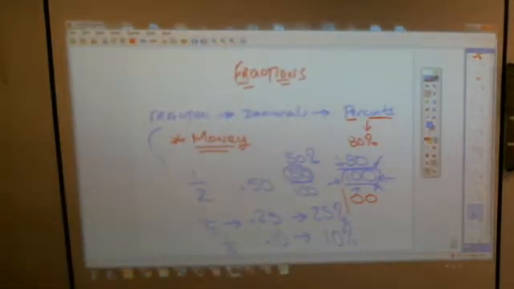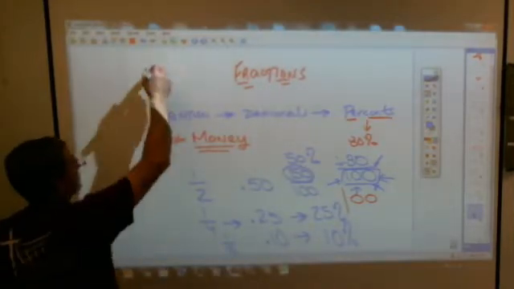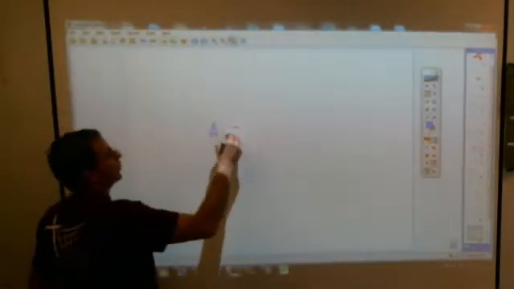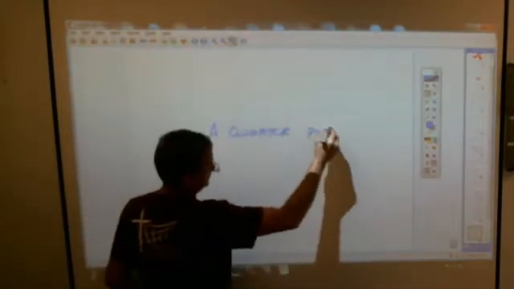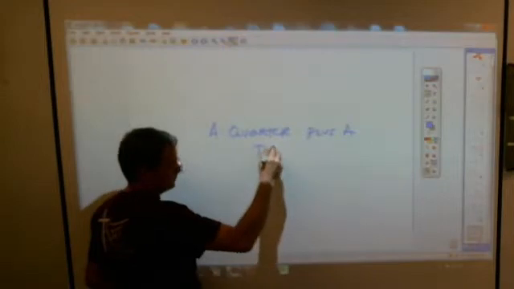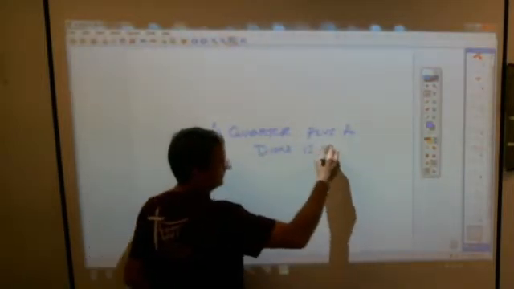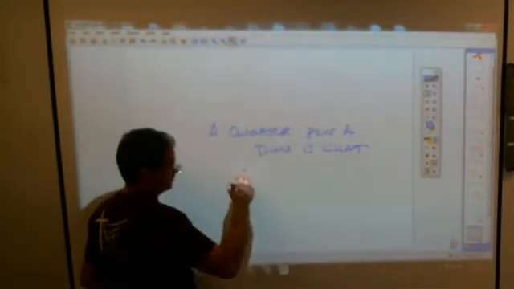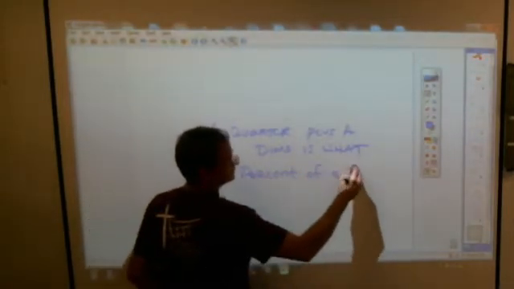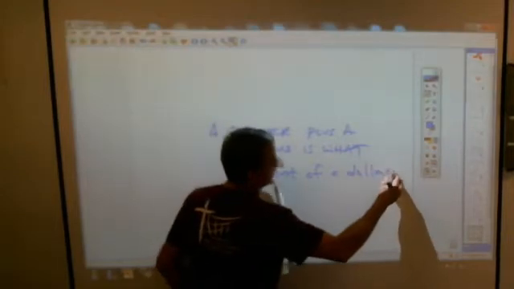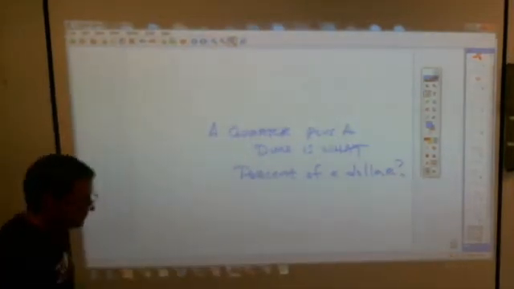Let me see what other things they ask you. I think they only go with tenths and halves and whatever there. Here's one. Write this one down. A quarter plus a dime is what percent of a dollar? A quarter plus a dime is what percent of a dollar?